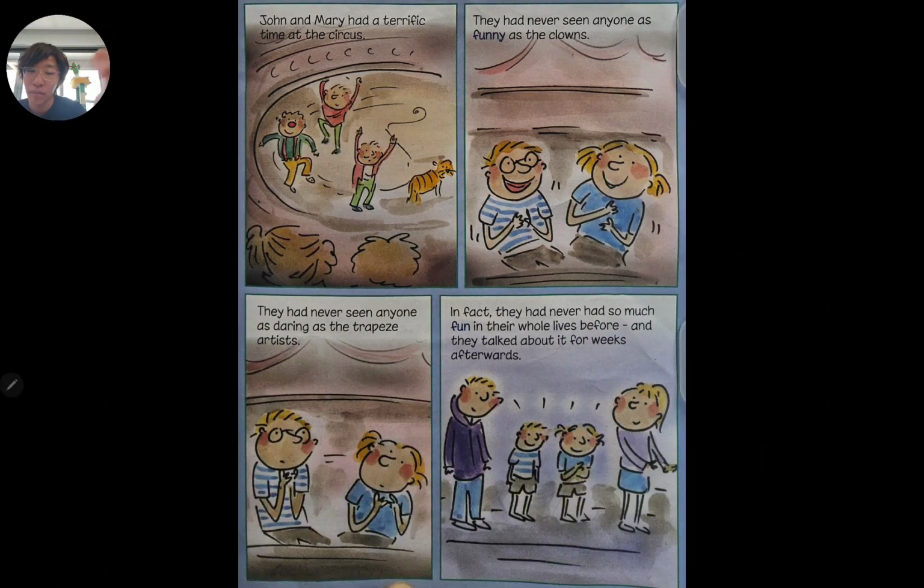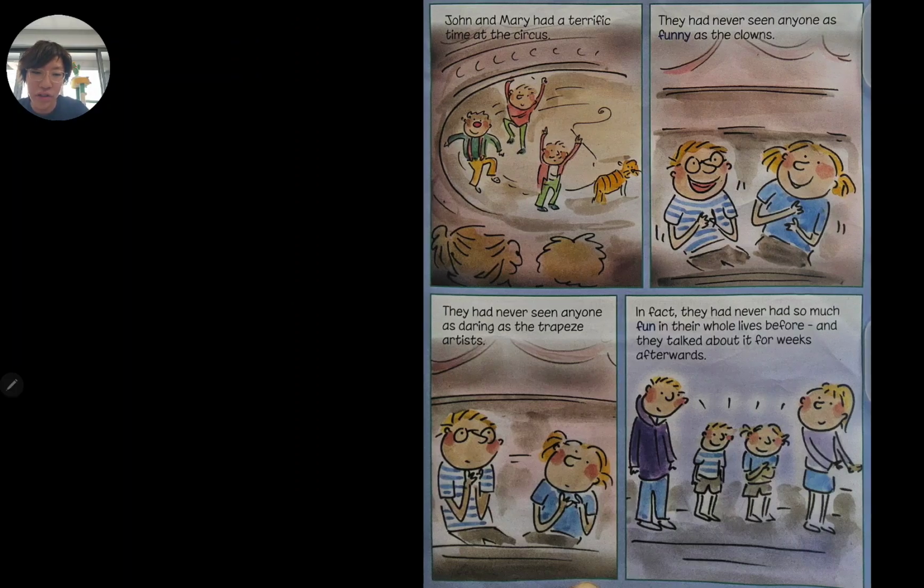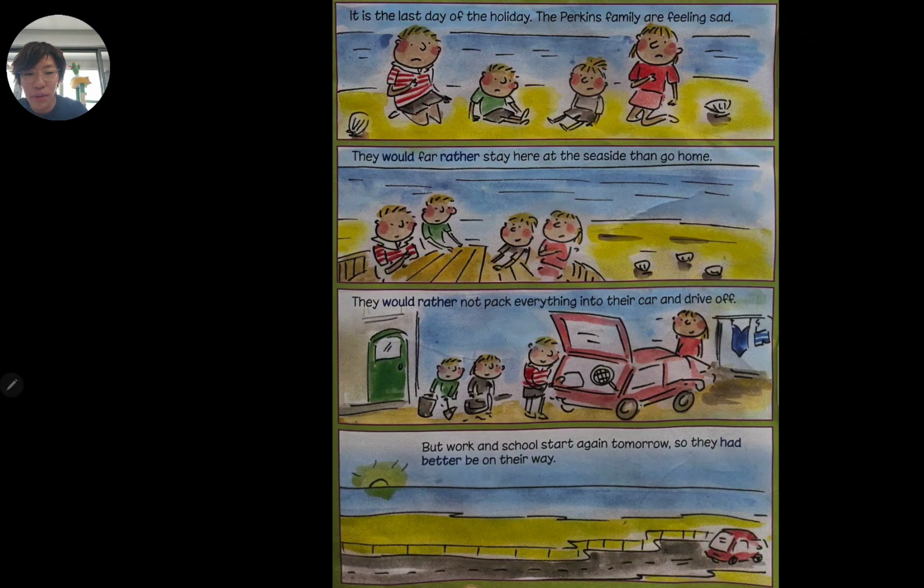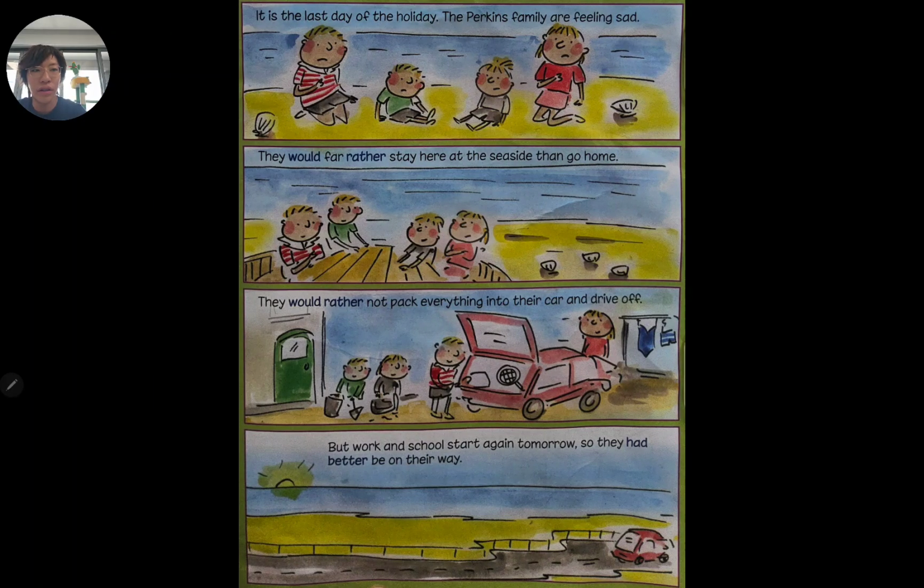Donna and Mary had a terrific time at the circus. They had never seen anyone as funny as the clowns. They had never seen anyone as daring as the trapeze artists. In fact, they had never had so much fun in their whole lives before, and they talked about it for weeks afterwards. Well, I suppose that worked out pretty well too.